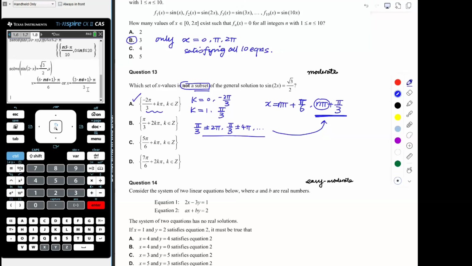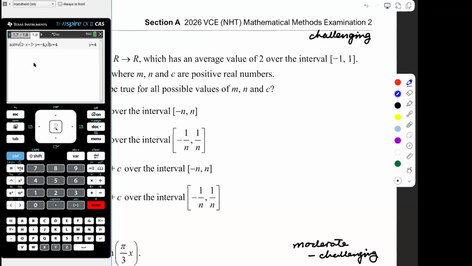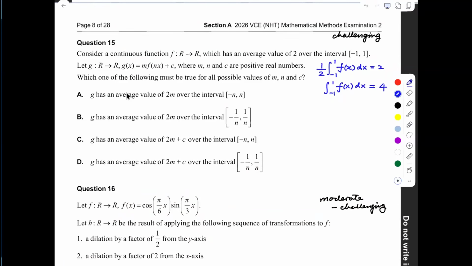Question 15. We have a continuous function which has an average value of 2 over the interval minus 1 to 1. So that means half times the integral from minus 1 to 1 of f of x dx equals 2. So it gives you the integral from minus 1 to 1 of f of x dx equals, for example, 4. Okay? The next thing is a couple of statements. We have g of x, which is a linear transformation of f. We would like to see the average value.